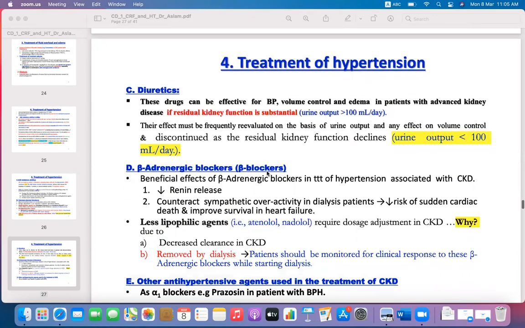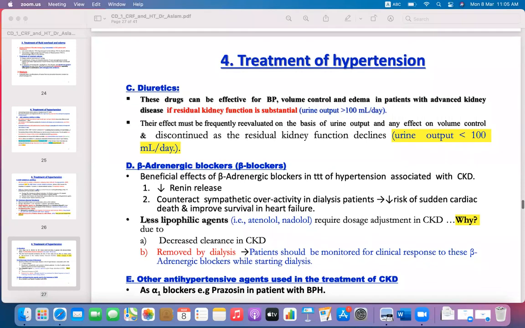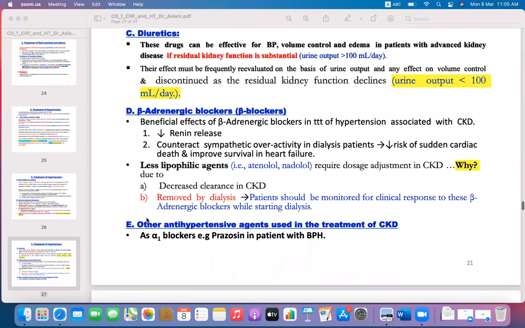If the patient has chronic kidney disease with edema, then we can use diuretics, thiazide diuretics and loop diuretics. And we can use a beta blocker if the patient has heart failure. And lastly, if the patient has benign prostatic hyperplasia with hypertension, alpha adrenergic blockers, prazosin.